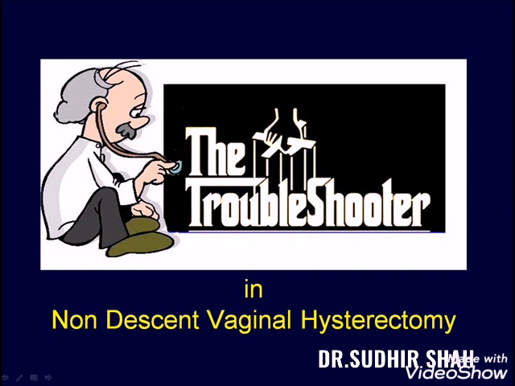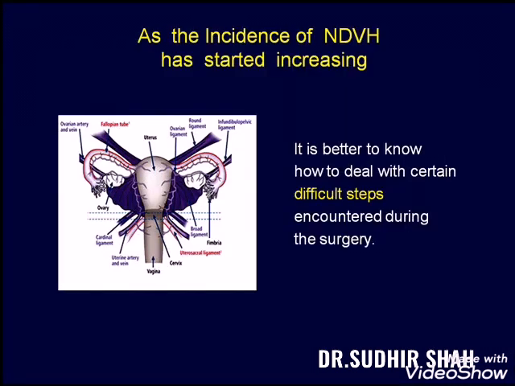The troubleshooters in non-descent vaginal hysterectomy means solutions of the difficult situations experienced by the surgeon in performing NDVH. Now, as the incidence of NDVH has started increasing, it is better to know how to deal with certain difficult steps encountered during the surgery.